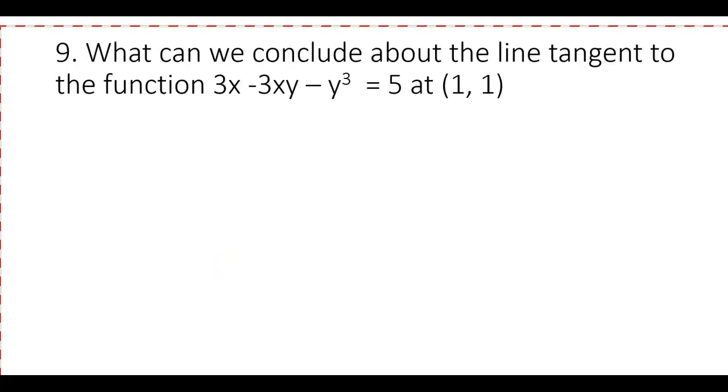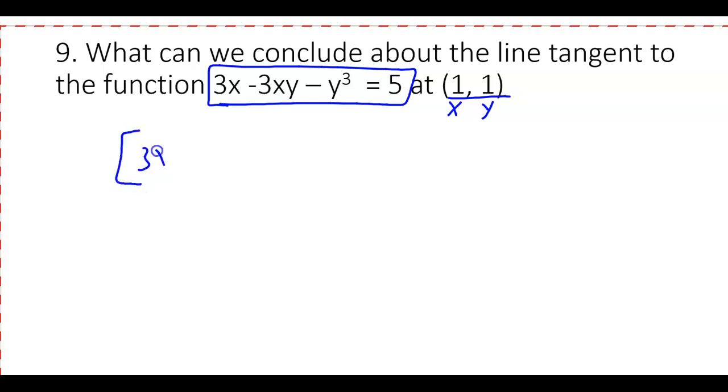For number 8, I'm just going to refer you back to example 6 that I did earlier. For number 9, what can we conclude about the line that's tangent to this function at 1, 1? Well, let's go ahead and start by finding the tangent line here. Now, for a tangent line, you need an x value, you need a y value. Now, that doesn't tell me much of anything, but we also need a slope. And to find the slope, we need to find the derivative. So I basically need to find this derivative here. So let's go ahead and do that.